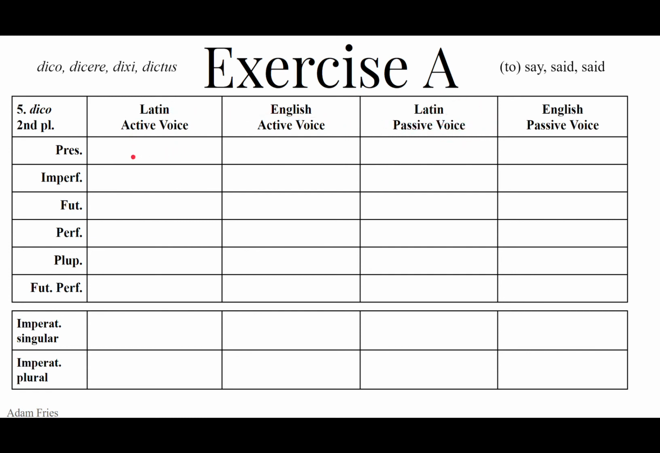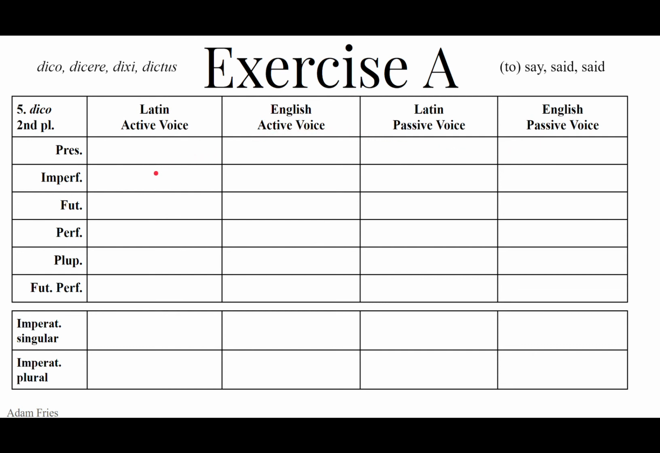So the present active would be dicitis. Dicitis. Ye say. Y'all are saying. Ye do say. Add an I between the stem dic and the tis. Dicitis. The passive is dicimini. Dicimini. Add an I between the present stem dic and the mini. Dicimini. Ye are being said. That doesn't sound weird at all.